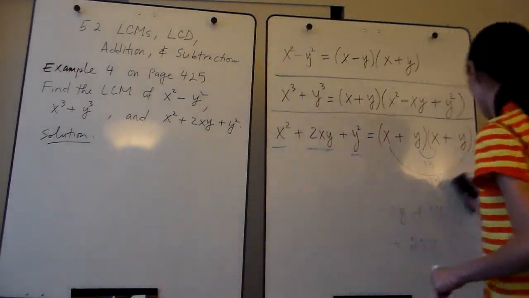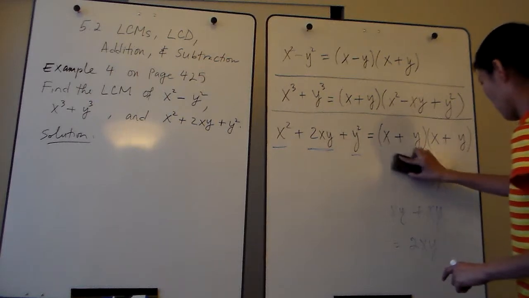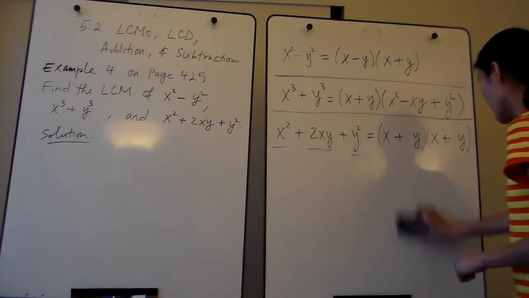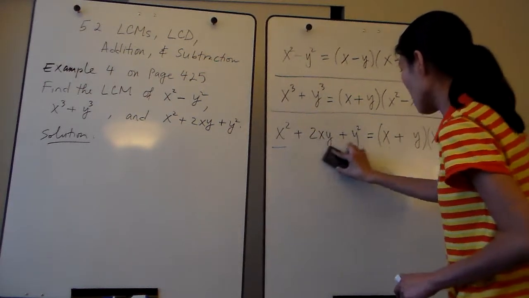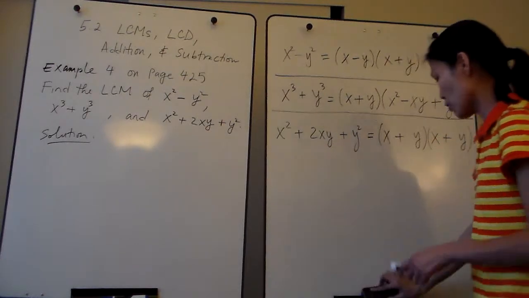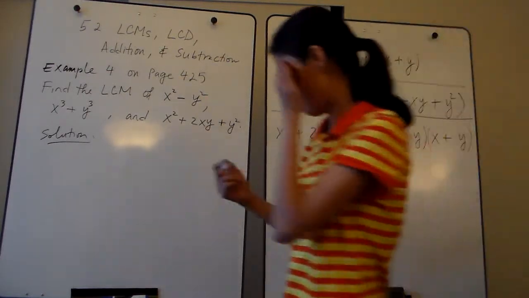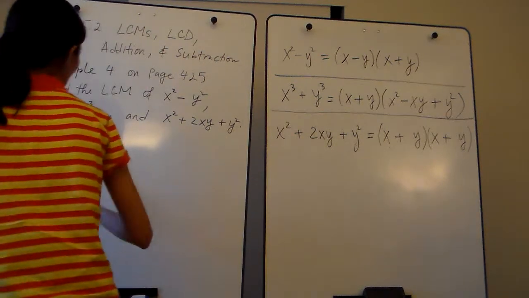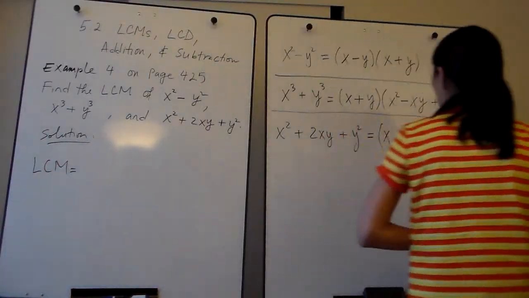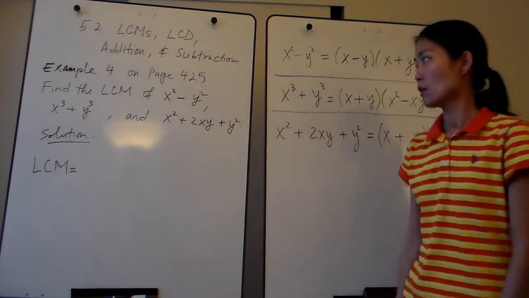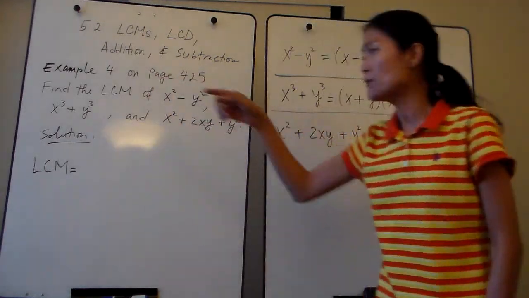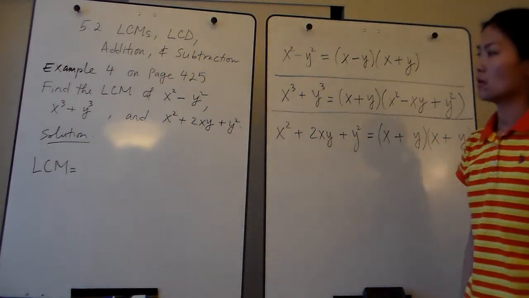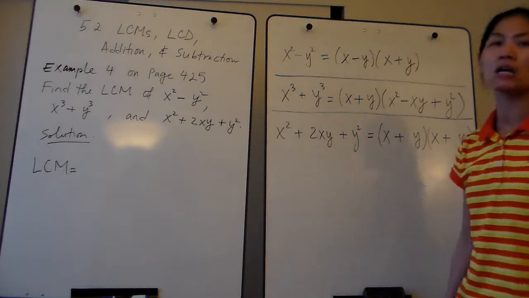Alright, now we're done with factoring out all these three expressions. And we're ready to find the LCM. Again, to find the LCM, you use the factors from all these three expressions and use the factor with the highest degrees.